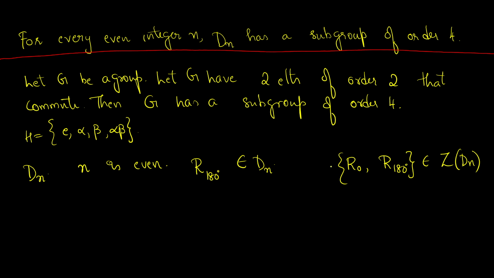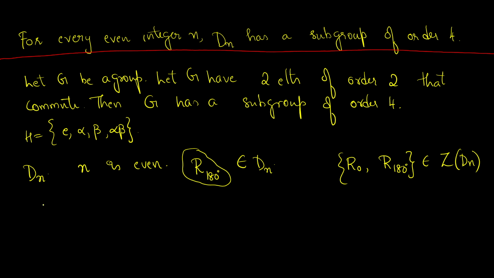So here we have got an element R180, and of course this is of order 2, as you can imagine. We rotate by 180 degrees and again rotate by 180 degrees, so it will be rotation by 360 degrees, which is equivalent to rotating by 0 degrees, and so R180 has order 2. And this R180 in Dn will commute with every other element.